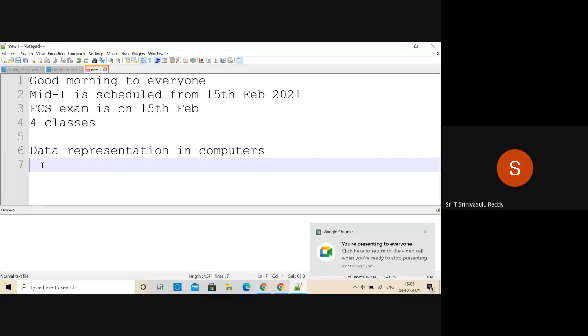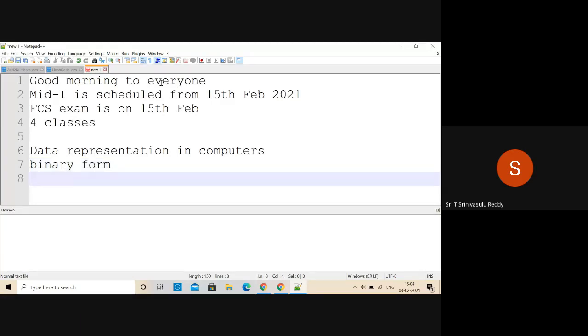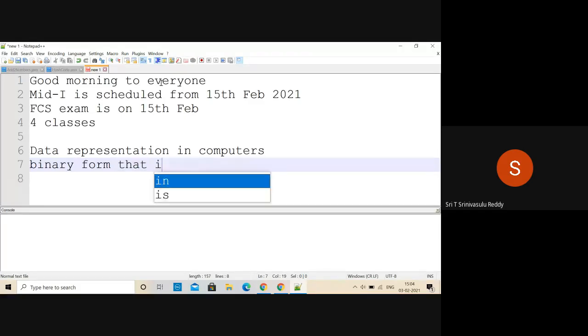So data representation in computers. This is what we are going to actually talk about in today's class. All of you know anyhow that any data that you want to store inside the system can be stored only in binary form, that is only in terms of zeros and ones.